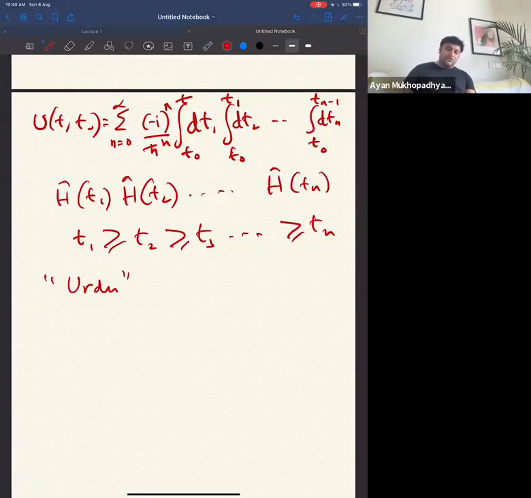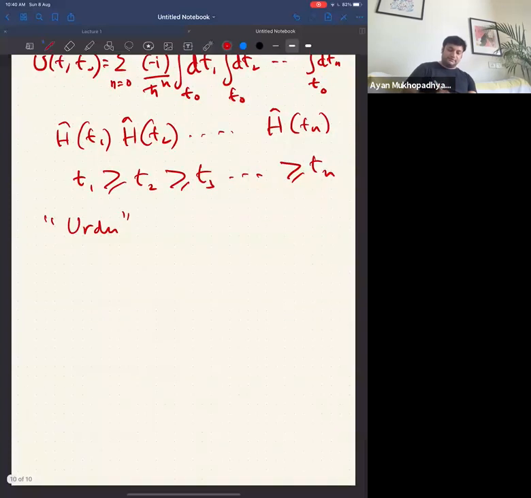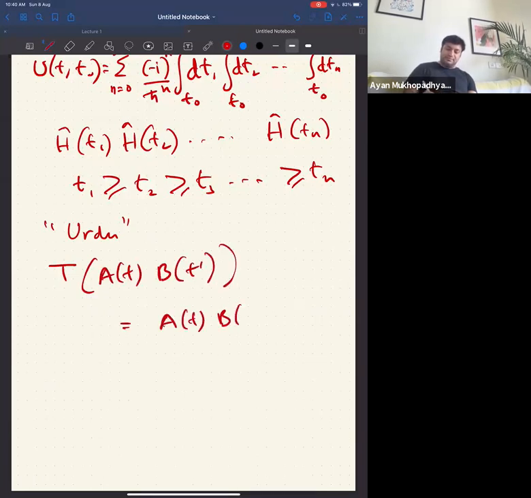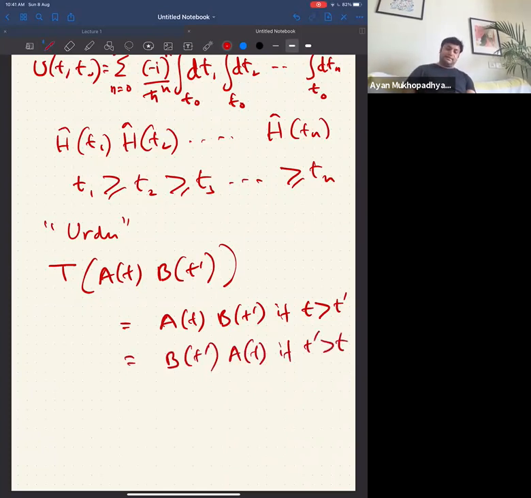Okay. So then what you could do is rewrite this in a much smarter way. Let us define something called time ordering. I'll define it for two operators. The time ordering of A(t), B(t') will be equal to A(t)B(t') if t is greater than t', and equal to B(t')A(t) if t' is greater than t. This is how I define it. And similarly, I can define the time ordering of an arbitrary number of operators. Essentially everything should be ordered by the time argument. This is the ordering prescription.